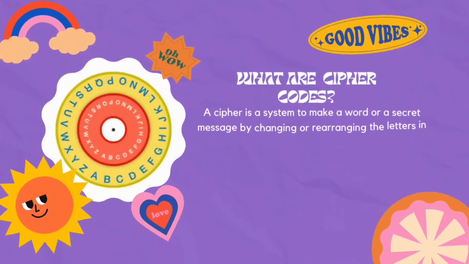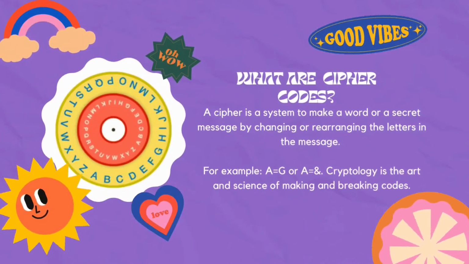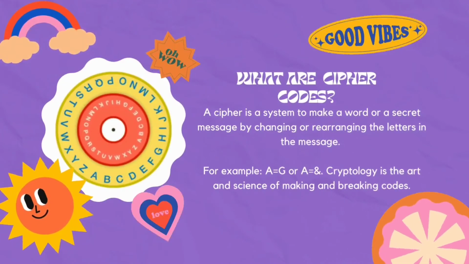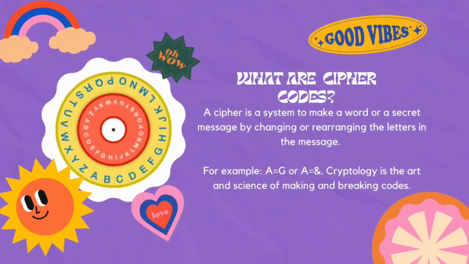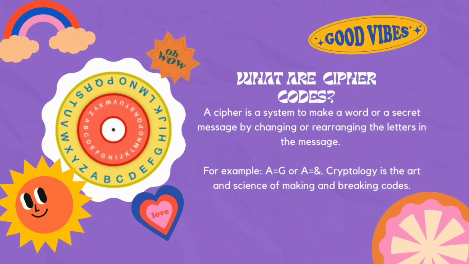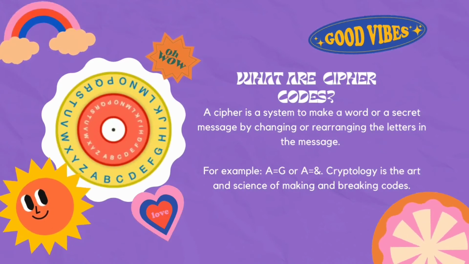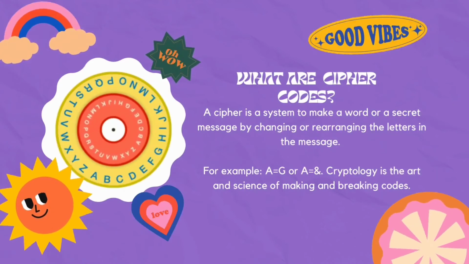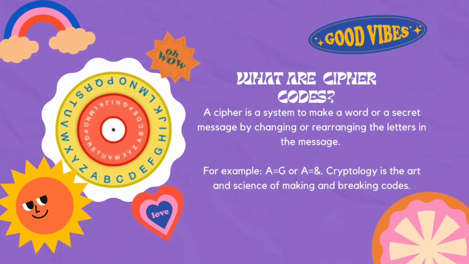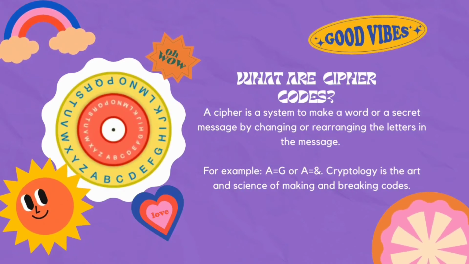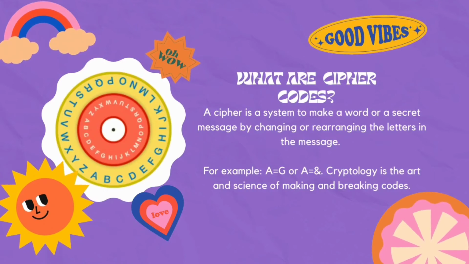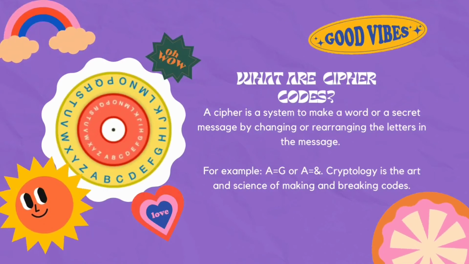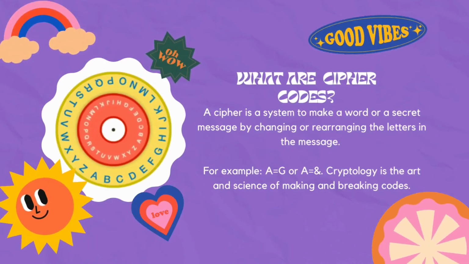What are cipher codes? A cipher is a system to make a word or a secret message by changing or rearranging the letters in the message. For example, A is equal to G or A is equal to N. Cryptology is the art and science of making and breaking codes.